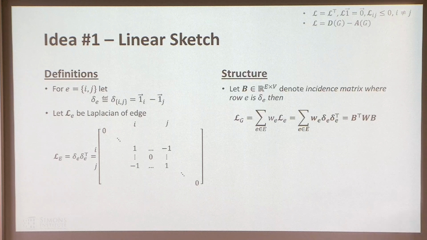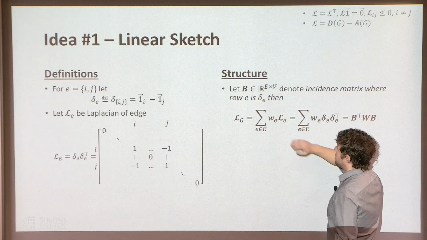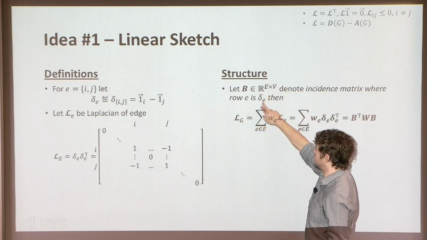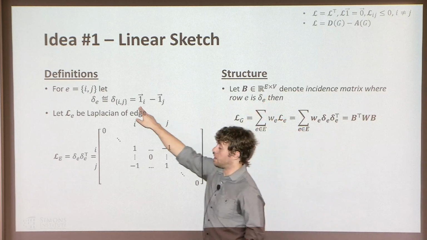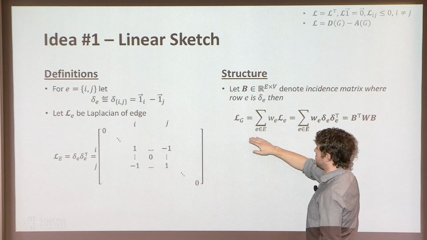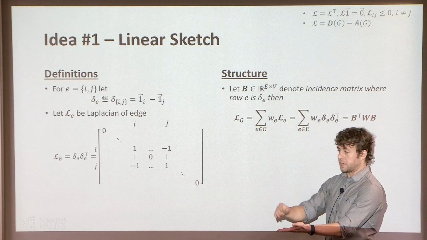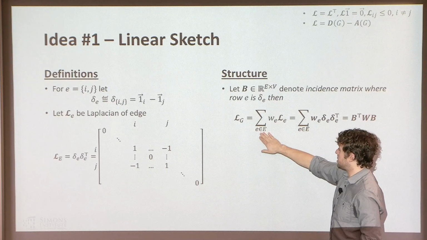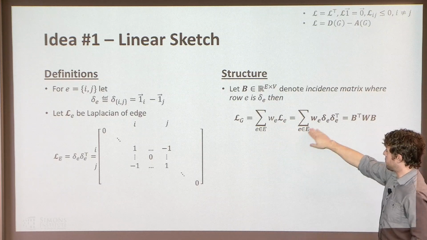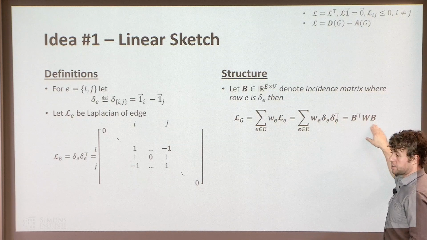So if I let B denote the incidence matrix of the graph, this is simply the matrix where every row E of this matrix is, there should be a transpose here, the transpose of this, I'm going to call it like an indicator of an edge. Right? Then you can see that the definition of a Laplacian does linearize correctly. So the Laplacian of the graph is just the sum over all edges, the weight of the edge, the Laplacian of the edge, right? Which is the sum over all edges, the weight of the edge, delta E delta E transpose. And we've defined B, so this is the same as B transpose W B.